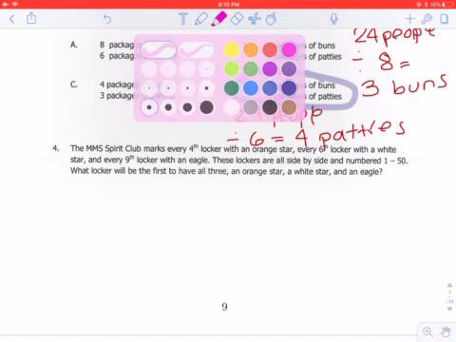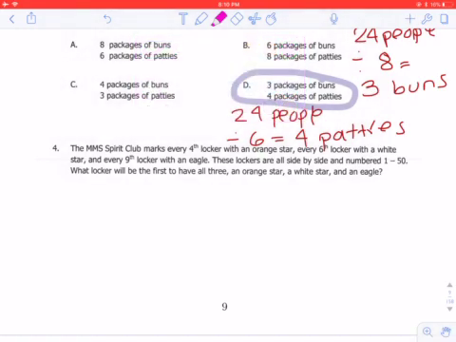So the first thing we need to do is determine what type of problem this is. And again, it doesn't really say anything to do with greatest or least, but what locker will be the first to have all 3? That's like a meet again type problem. Those are all words that go with LCM. So this is going to be an LCM problem.